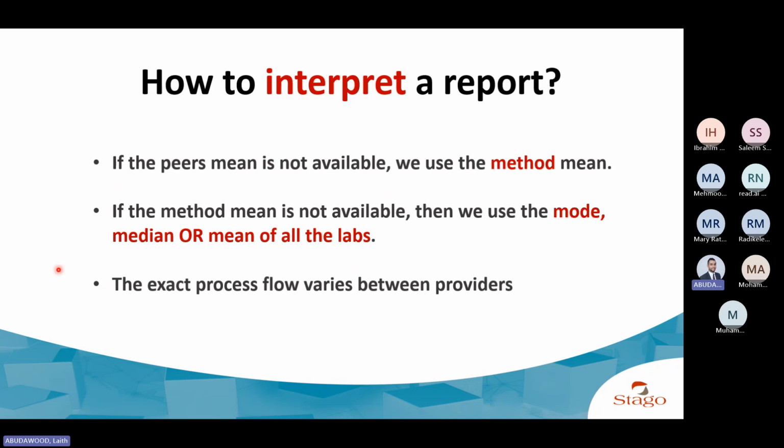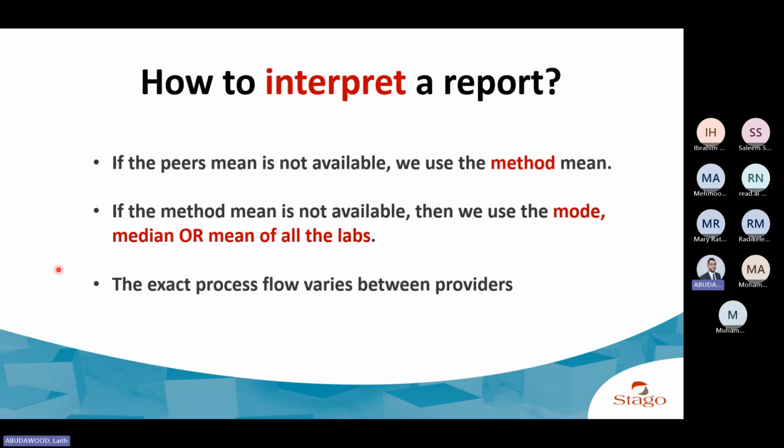So when do I use the peer? When do I use the method? When do I use all of this? So always we will start our comparison with the peers, the other labs that use the same analyzer and the same reagent as I do. That is the best comparison you can do. If you have very few labs who are peers, let's say it's a reagent that is used rarely, or an analyzer that's used rarely, and you have less than a certain number of peers, what do you do? You compare to the method, or you can compare, for example, to people who are using the same instrument. Who decides? It's the provider.